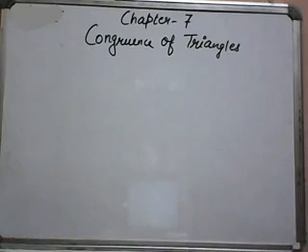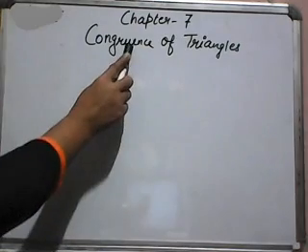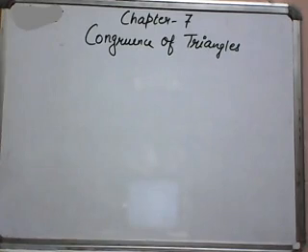Start a new chapter, that is chapter 7, and the name of the chapter is Congruence of Triangles. What do you mean by congruence? Congruence means exact copy of one another. It means two objects of the same shape and size. When two objects are of the same shape and same size, then these two objects are called congruent.